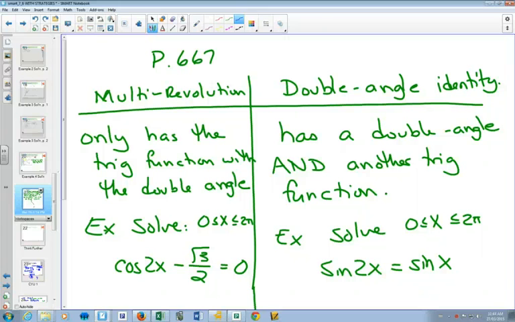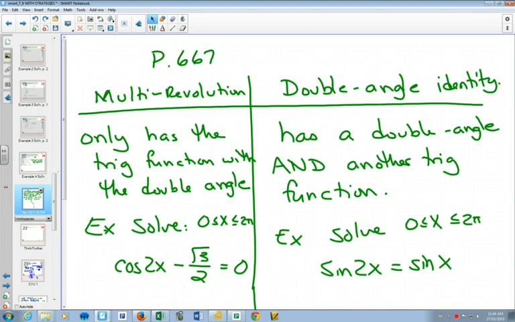So you can put this also on page 667 or on page 666. There's lots of room there too, so if you wanted to start it there wherever you have more space. This is looking at if I have a solve question and I have a 2x, either sine 2x or cos 2x, how do I know when it's a multi-revolution question?